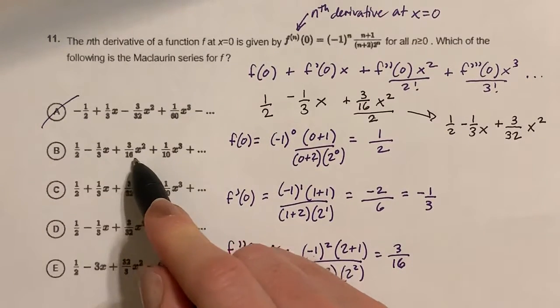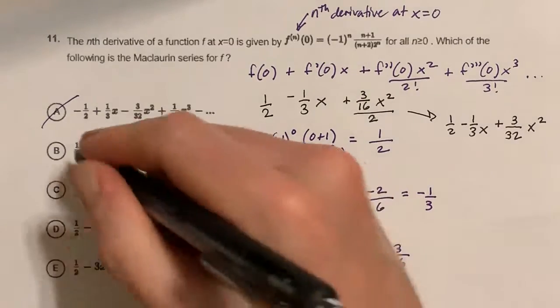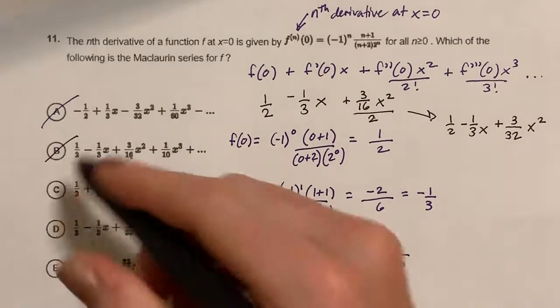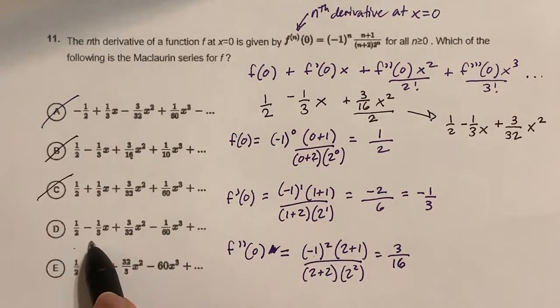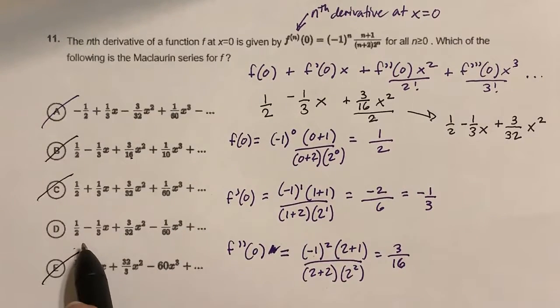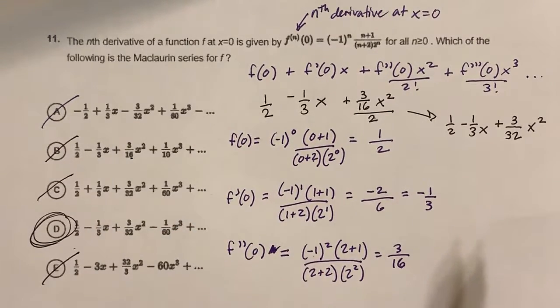Let's see if I can get an answer from that. 1/2 minus 1/3. Oh, that one has 3/16, so that's not it. This one has a positive 1/3, so that's not it. Could be this one. Oh, and it's not D. Or sorry, it's not E. So we don't actually even have to do any more terms. We've eliminated everything but choice D.